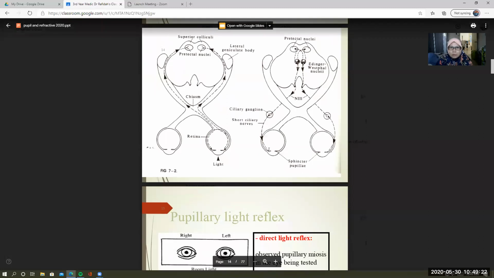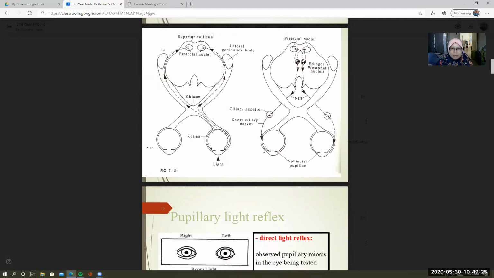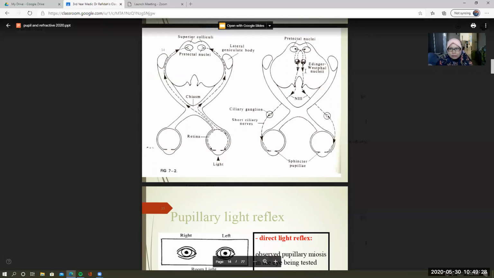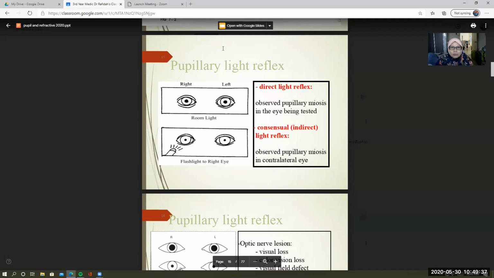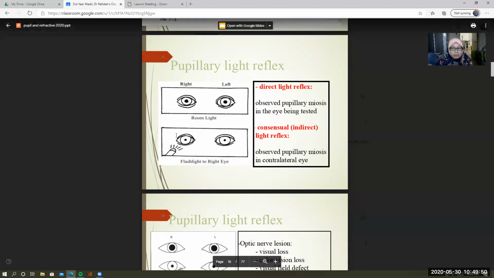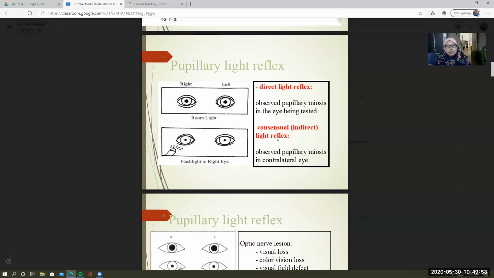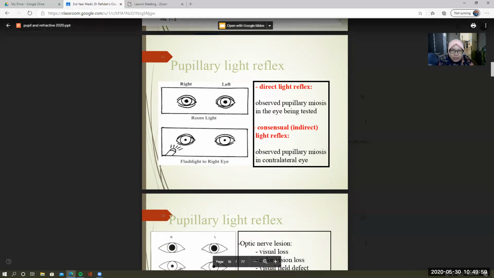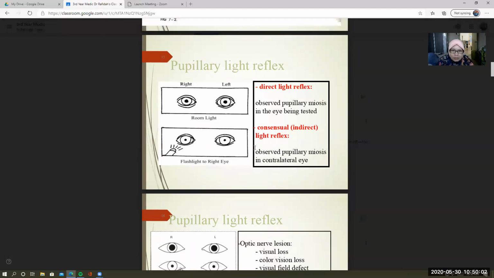Okay, so that is what we call the pupillary light reflex, and you must be able to draw this and label this. And you must learn this by heart. All right, so again, we can divide the pupillary light reflex into two. The first is the direct light reflex: once you shine the light, the pupil of the affected eye will constrict. The other one is called consensual, which is the indirect light reflex, where you observe on the other side of the eye. You shine to the right, but you observe the left eye.